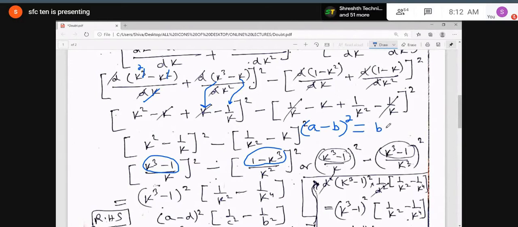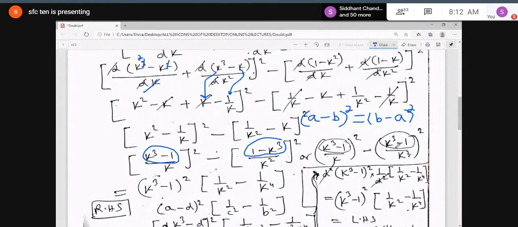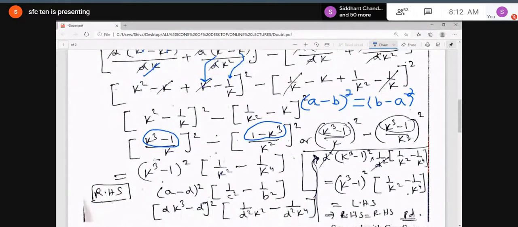So (k cube minus 1) whole square I have taken common in the next step, and in the bracket what is left? 1 upon k square minus 1 upon k raised to power 4. Okay. Now it is clear to everybody till this step, boys? Yes. Yes, sir. Okay.